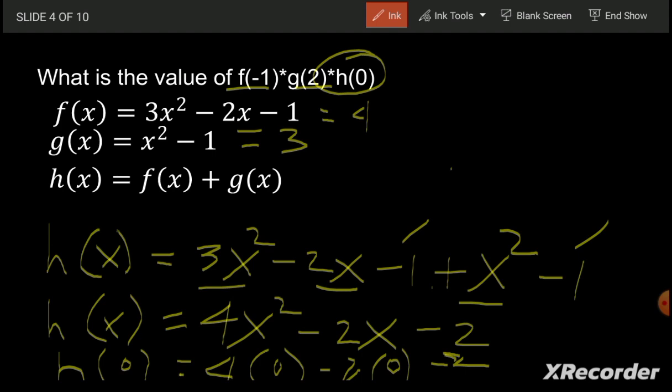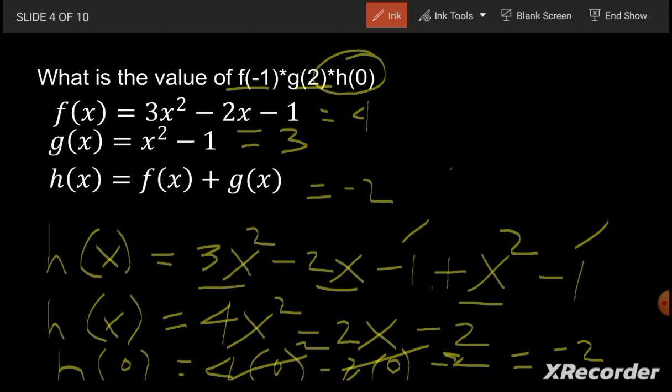So you know that 4 times 0 squared is still 0, and 2 times 0 again is 0. So h of 0 is, what is left is negative 2. So this is equal to negative 2.